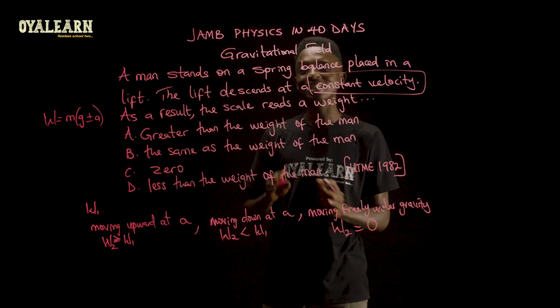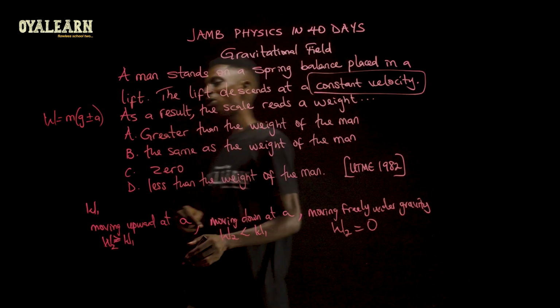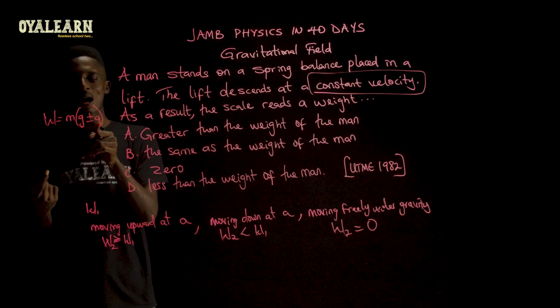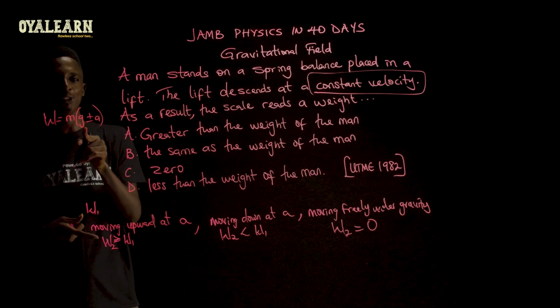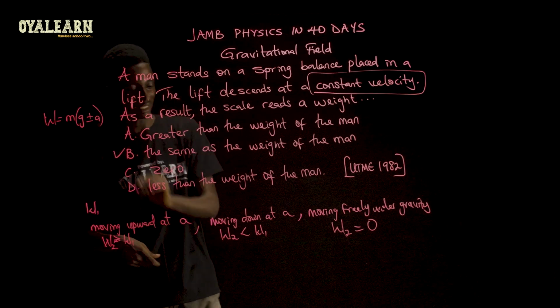Now, constant velocity means there is no acceleration. That is, A is 0. So when we plug in 0 to this equation, what will happen? You see that the weight will still be mg, which is the initial weight of the man. So the correct option is option B.